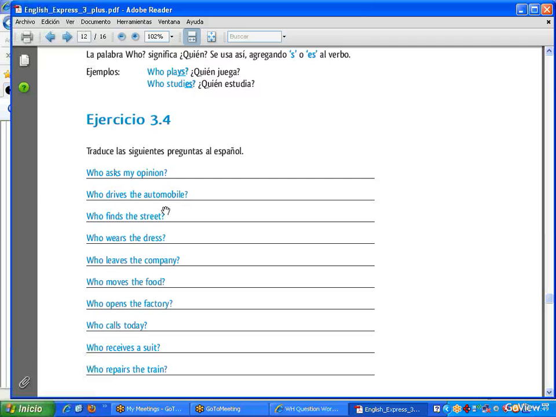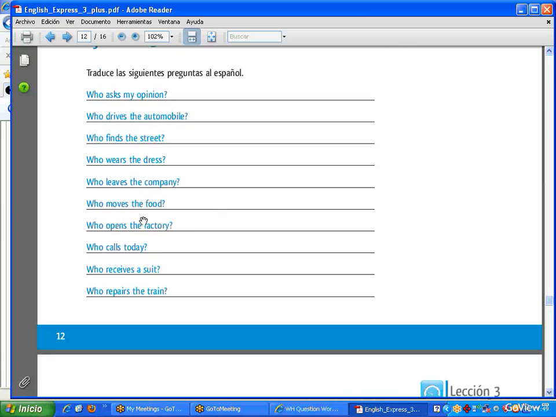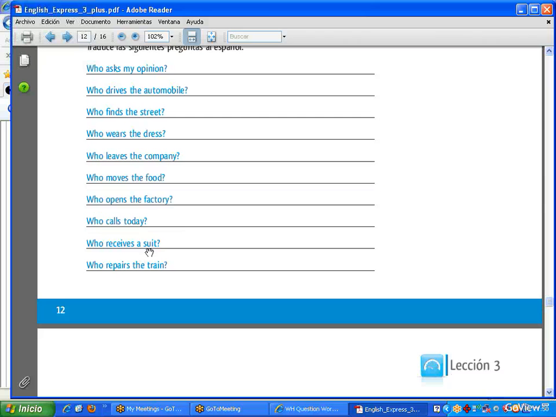You see, after who, always using the verb in the third person singular. Who leaves? Who moves? Who opens? Who calls? Who receives? Who repairs? Okay, you translate all those. Who arrives today? ¿Quién llega hoy? Okay. Then you have to translate these sentences into English. Okay?